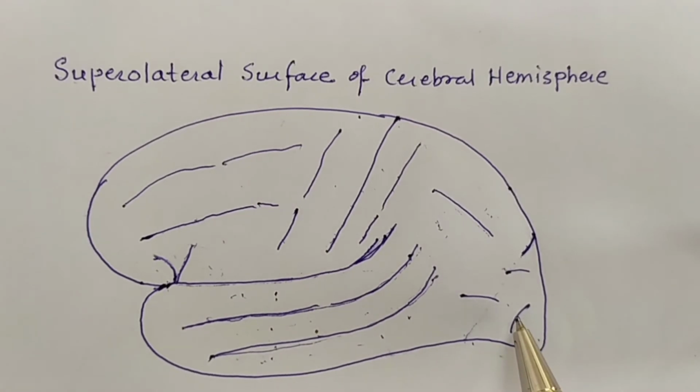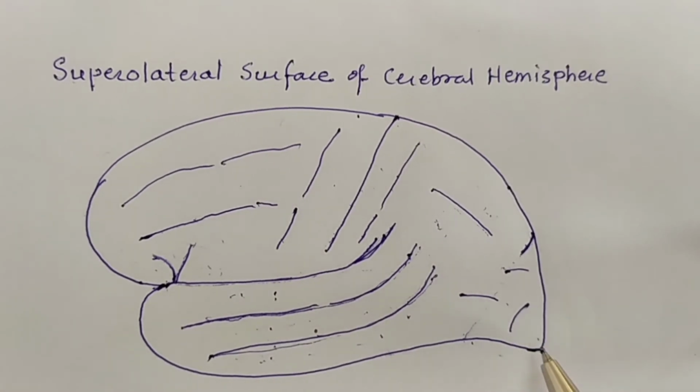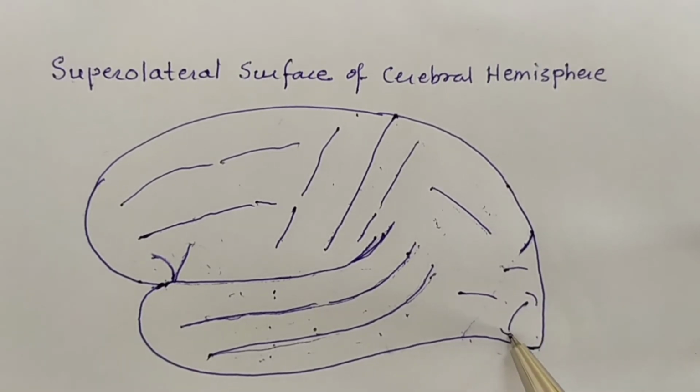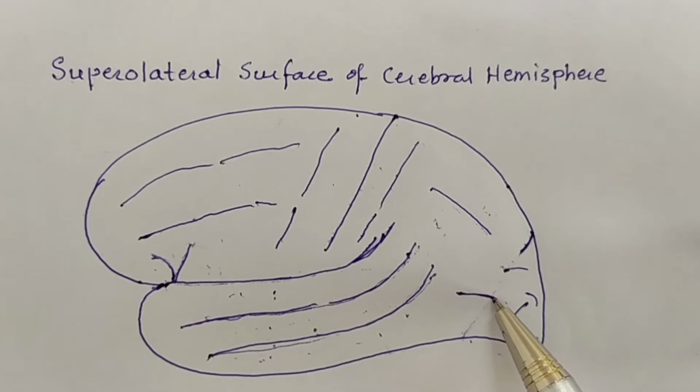This is the occipital lobe, and in front of the occipital pole, this is the lunate sulcus. The lunate sulcus limits the visual cortex, and above it there is superior polar sulcus and below it inferior polar sulcus. This is the lateral occipital sulcus. The area above it is superior occipital gyrus, area below it is inferior occipital gyrus.